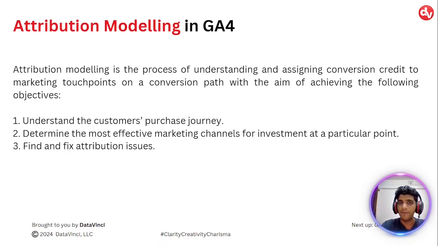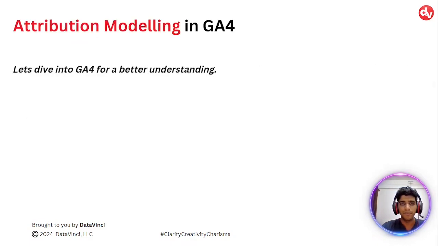So let's reiterate. What is attribution modeling? Attribution modeling is the process of understanding and assigning conversion credit to the marketing touchpoints on a conversion path with the aim of achieving the following objectives. Number one, to understand your customer's purchase journey. Number two, determine the most effective marketing channels for investment at a particular point. And finally, if you have attribution issues, find them and fix them. Okay, that's enough of theory. Let's jump into GA4 to get a better understanding of how we can do attribution modeling.